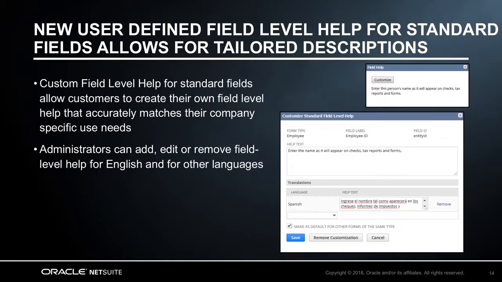Finally, let me talk about our platform highlights. Your company administrator now has the ability to easily define and create custom field-level help within NetSuite for standard fields. Field-level help appears when you click on the field label. This can be used to tailor the help fields to your company's domain and business purposes. You can add the description for English as well as other languages supported by the user interface.